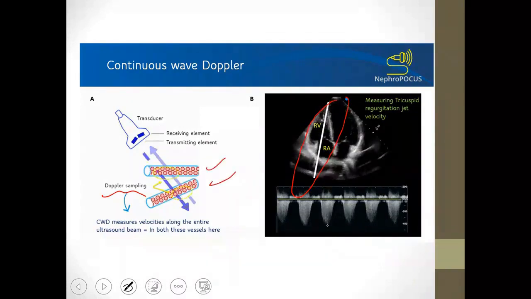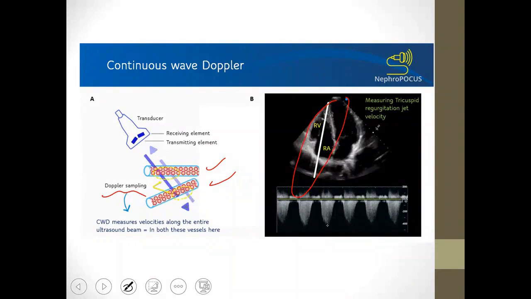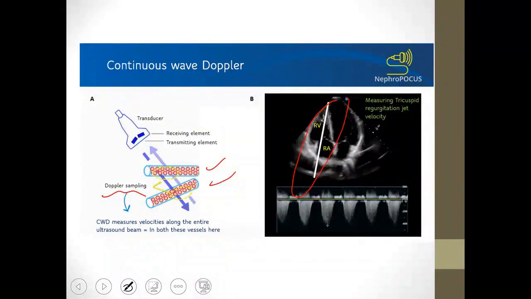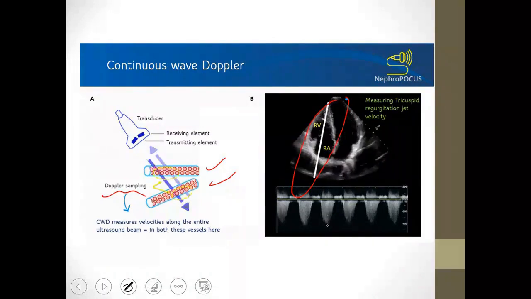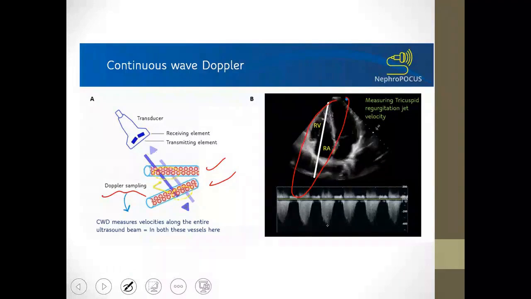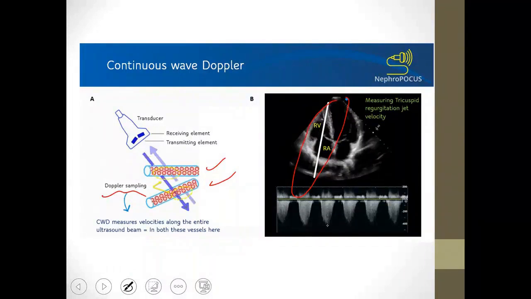Are you with me? In this case, when you measure the flow, you are measuring any flow, you are measuring any flow, you are measuring any flow, you are measuring any flow. There is an idea that we will use continuous sweep Docker, and we will use continuous sweep Docker, and we will use continuous sweep Docker, and we will use continuous sweep Docker, and we will use continuous sweep Docker.